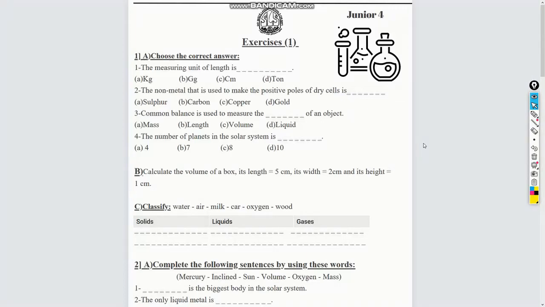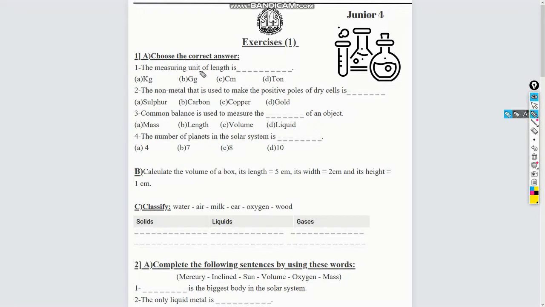Welcome! In this video, we're going to solve together this exercise on all what we've studied in this term. You're going to help me to solve by getting your pen or pencil and a sheet of paper, write down your answer and check them with me. So, first question is choose the correct answer.